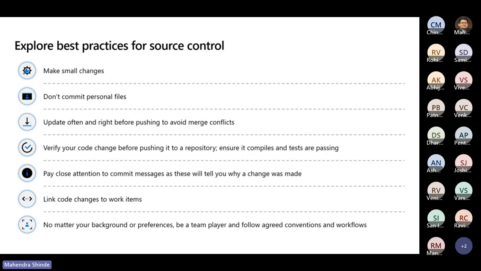Also pay attention to commit messages. A commit message should actually give an idea to an end user or whoever is looking at the commit or commit history, what exactly the changes made. If possible, every commit, you can link it with the work item. Like you were working on feature number 1, 2, 3, 4. So mention that in the commit.